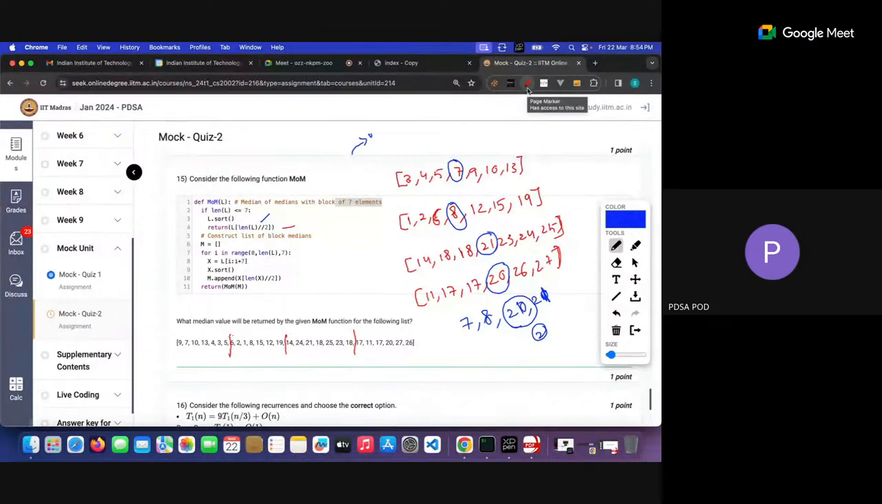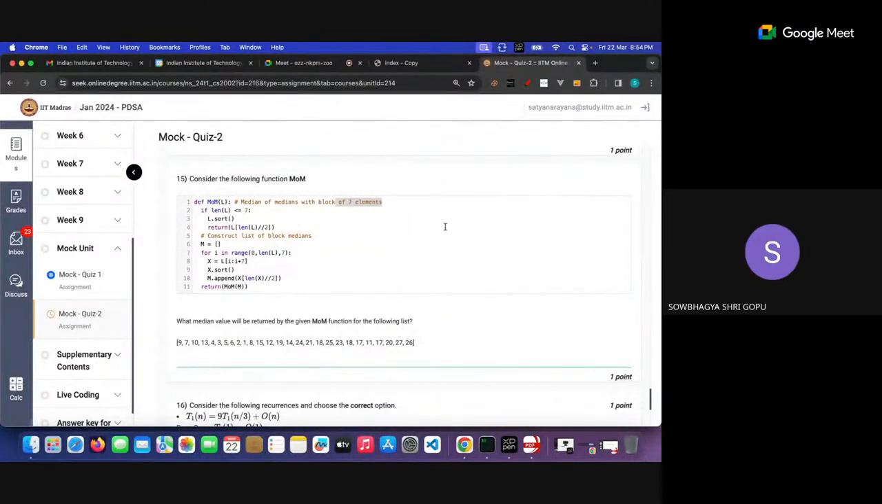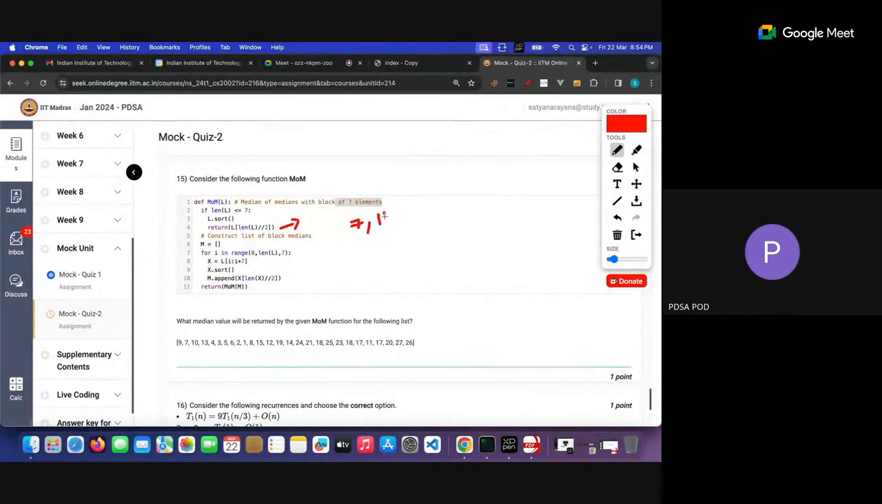This is about MOM. Select 20 as the pivot element. Yes, 20. Because after getting the four elements from the four sublists, if you sort them, you get 7, 14, 20, and 21. This particular step is doing integer division, so 4 divided by 2 gives 2. The list of 4 elements is 7, 14, 20, and 21 sorted. So 4 integer division 2, we get 2. Index positions 0, 1, 2. So the answer is 20. Clear?